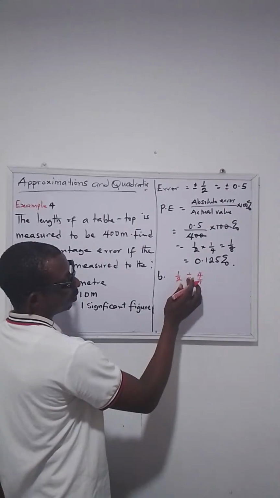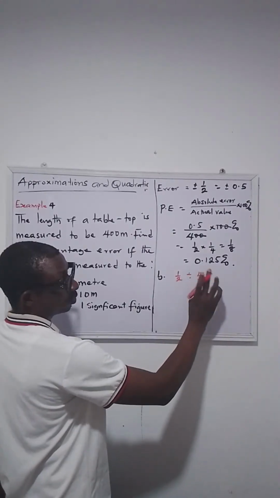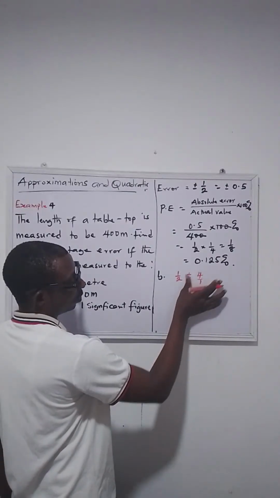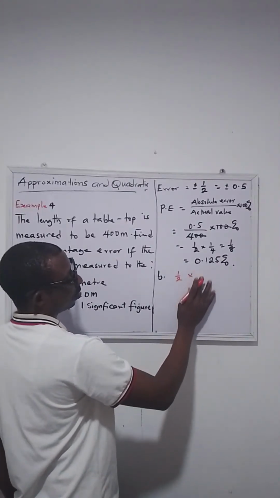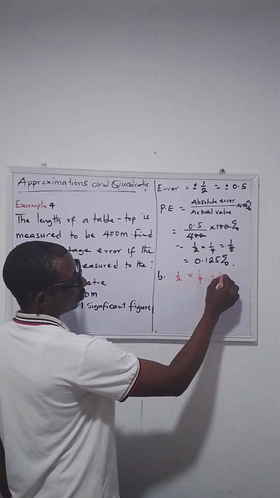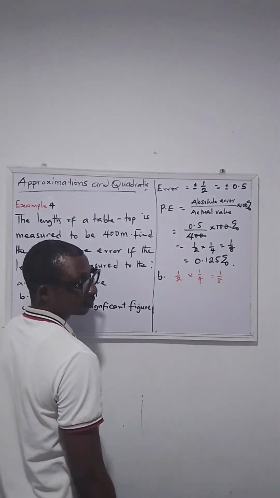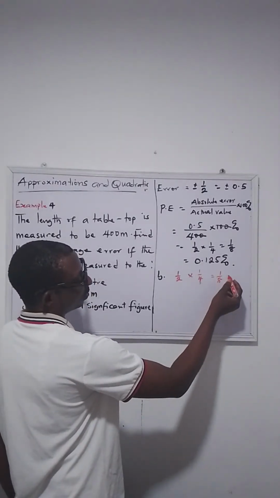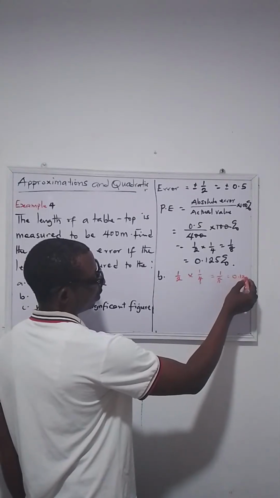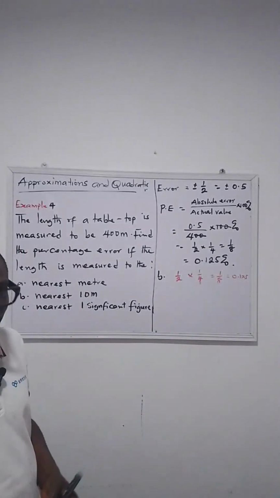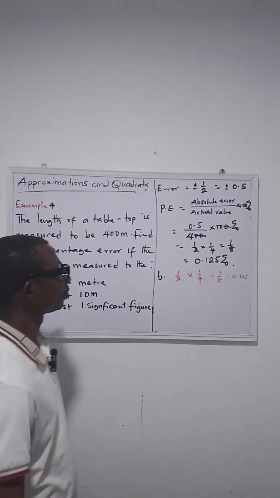So 4 is the same thing as 4/1. When you turn this to multiplication, we swap the numerator and denominator. So this becomes times 1/4, and that's the same thing as 1/8. And 1/8 is the same thing as 0.125. Okay, you get that now? So that's how I got that.